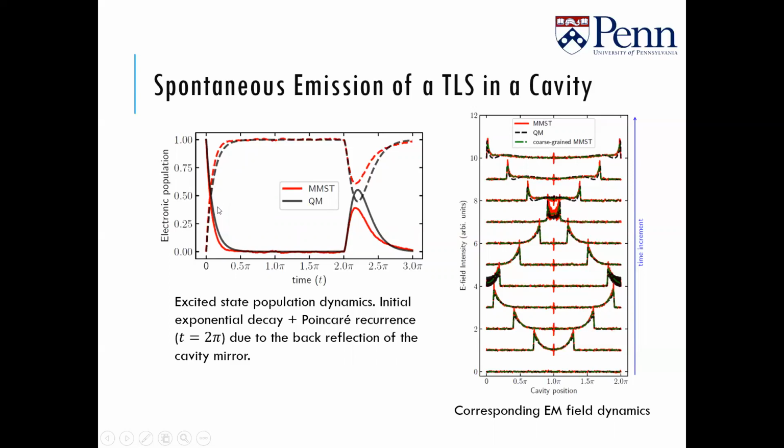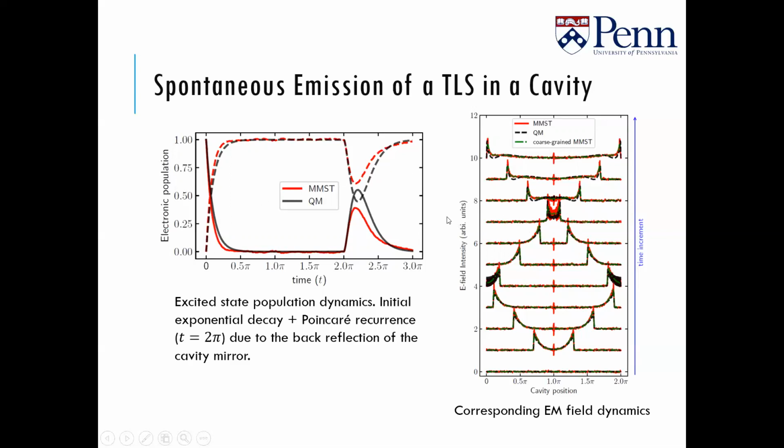As we can see, initially the excited state population decays exponentially, and then later the population is pumped up again, which is called the Poincare recurrence. On the right-hand side, we plot the E-field intensity dynamics as a function of the cavity position for different times. At time zero, the bottom one, there is no EM field. Later, the EM field is generated. As time goes on, the EM field goes out and then bounces back. At this moment, the EM field re-excites the two-level system, which corresponds to the Poincare recurrence. Later, the EM field emits again.